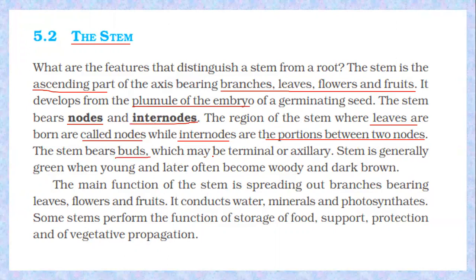The stem bears small buds which may either be terminal or axillary. Stem is generally green. This is also a statement-based question. Stem is generally green when young and later often becomes woody and dark brown. You already know that, right? When the plant is young, the stem will be green in color, and as it grows, it changes into dark green, and finally into woody and dark brown. This is also a previous year question, as with what we discussed in the root. This is also a tricky previous year question.